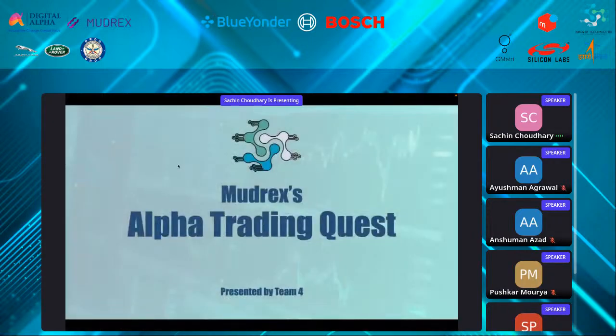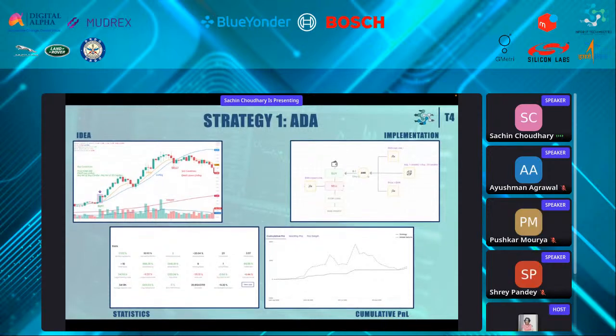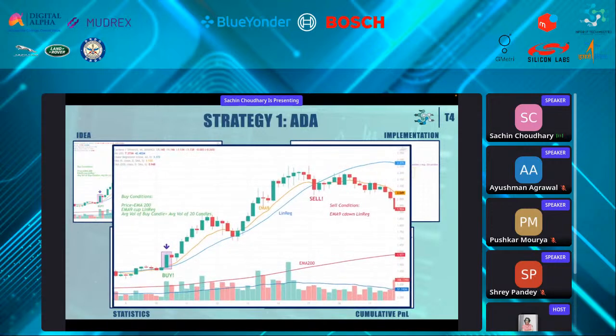So, hello everyone, I'm Sachin. And I am Anshuman, and we'll be presenting our bot which we have prepared for this event. Moving on to Sachin, this is the strategy for ADA, and here is the basic idea and the buying conditions of the strategy. This is the live market chart and an example. These are the buy conditions that we have.